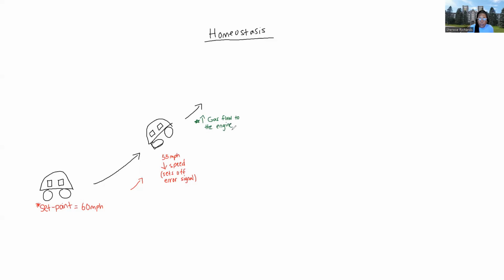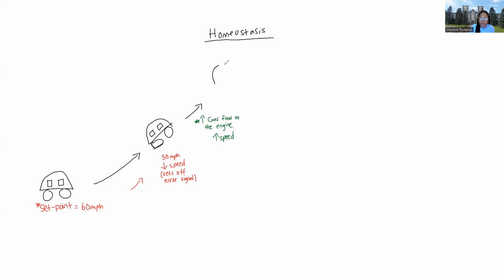And that will automatically increase the speed. Okay. So now we can look at how our car begins to accelerate in speed once again, simply because of that reflexive action. We drop below our set point, that set off an error signal, and now we increase gas flow to the engine. So that should, in theory, correct that error signal and increase the speed.